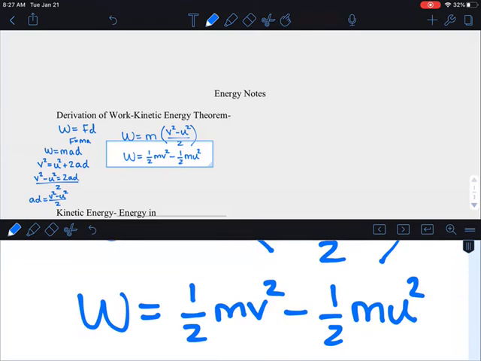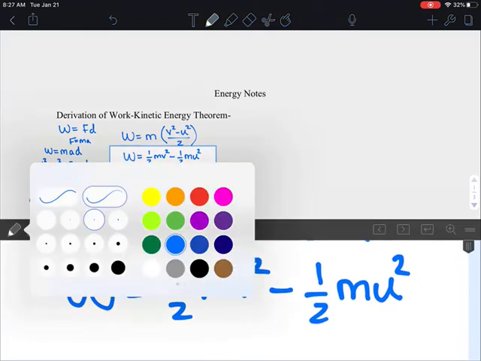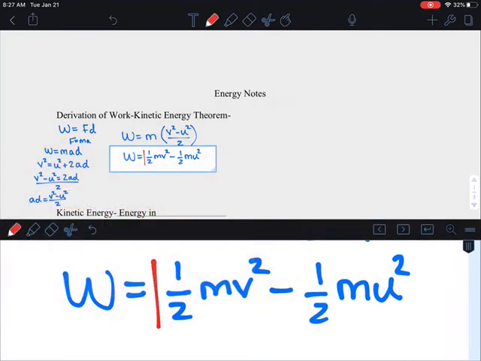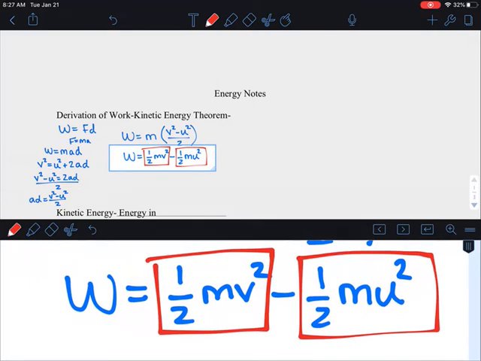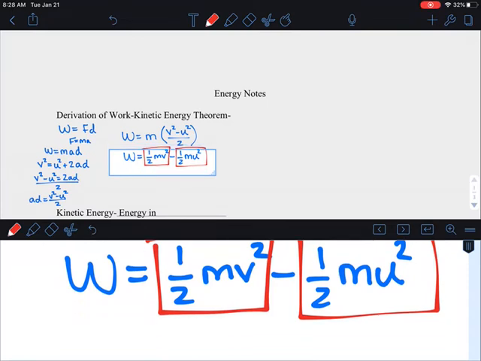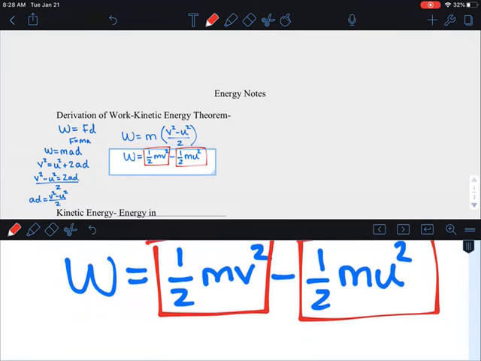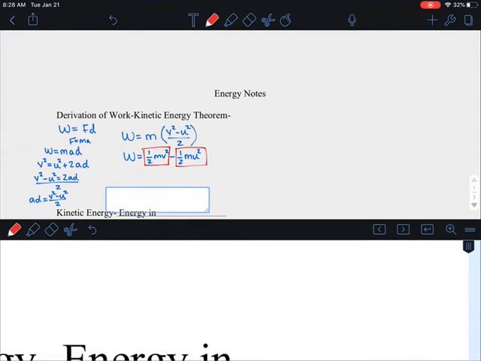And what we've found here is actually very important. So this quantity right here, if you see, the only difference is final speed and initial speed. But this quantity right here is actually the equation for kinetic energy. So we're just going to stop there, and we'll come back to this in just a few moments. And we're going to skip down to kinetic energy.